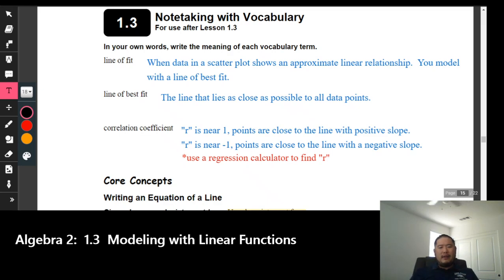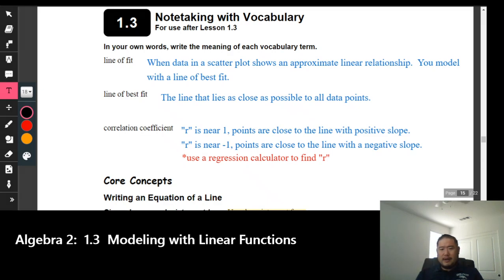First off, we have line of fit, and that's when data in a scatter plot shows an approximate linear relationship, and then you model with a line of best fit. When you're looking at a graph or a plot of points, what you're trying to figure out is, can you draw a line that goes through the data, or does it look like the data is linear? So where you can draw a line that's pretty close to going through all the points.